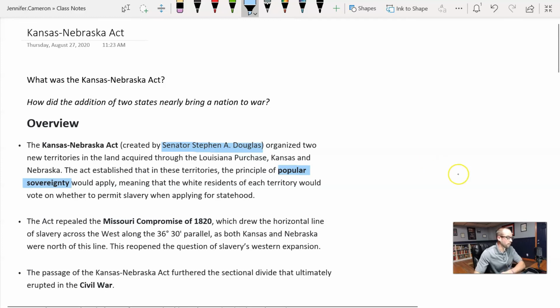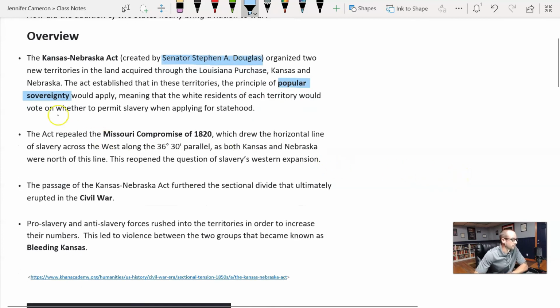Now, of course, one of the big things with this act is it's going to get rid of the Missouri Compromise of 1820. Because if you remember from our previous class, the Missouri Compromise established this line, and it said that no slavery was allowed north of the line, but slavery was allowed south of the line. So if we're letting these two new territories decide whether or not to allow slavery, we've basically done away with this compromise that they created in 1820.